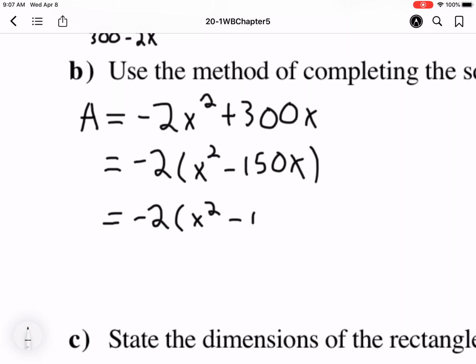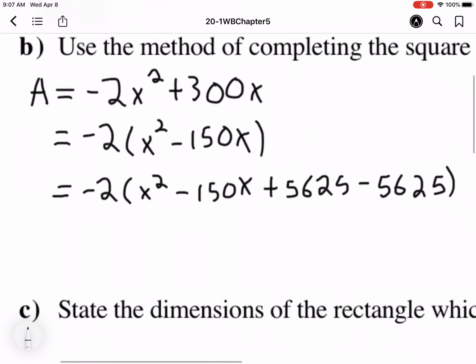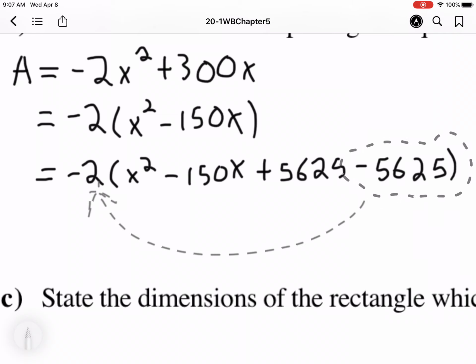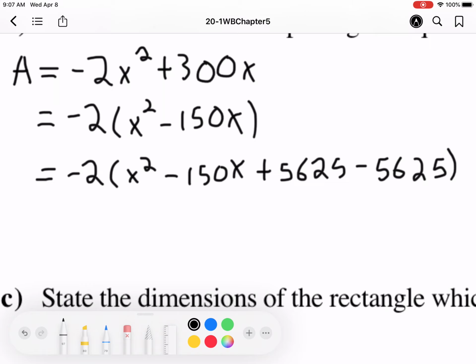So 150 divided by 2 is 75, and squared is going to be 5625. Remember, we're adding and subtracting, so it adds together to 0. We're not really changing the equation, we're just changing the way it looks. Now we've got to take that negative 5,625 out of the bracket, and we're going to multiply it by this negative 2. Then we're going to bring it back around to the end, but outside the bracket. So just a review on how to complete the square.